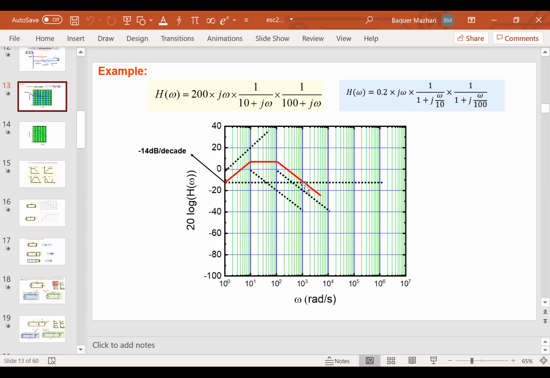Sir, but in that the upper one is gone, no? Or else it will be there. No, see, beyond 100 hertz, these two, j omega and 10 plus j omega, they cancel each other, right? Their effects are nullified. So you're only left with this last term. That will only give you minus 20 dB.